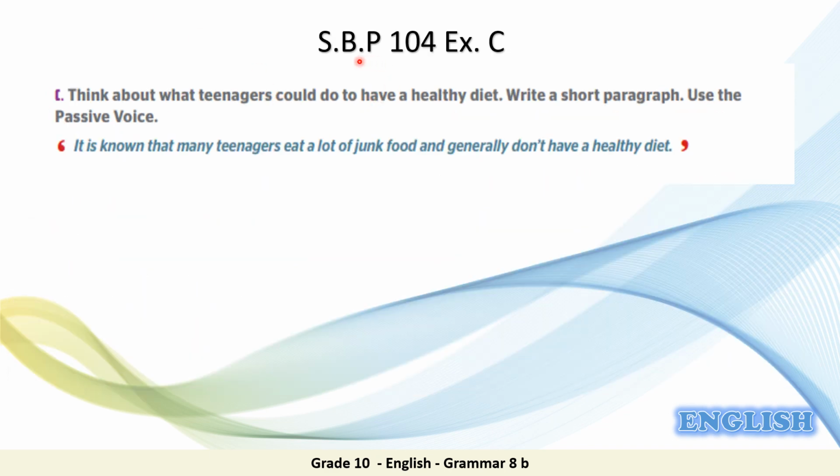Let's take another exercise in your student book, page 104, exercise C. Think about what teenagers could do to have a healthy diet. Then write a short paragraph in which you use the passive voice. You might start with it's known that many teenagers eat a lot of junk food and generally don't have a healthy diet. Please pause the video for a while and start writing your paragraph.